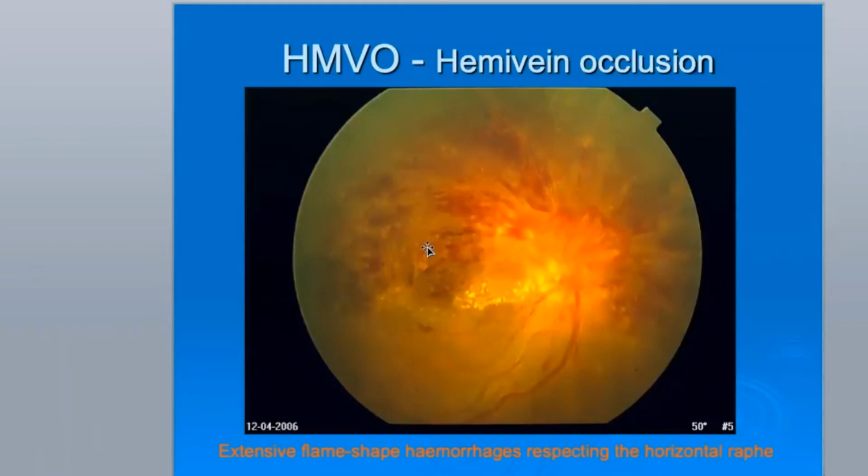Vein occlusion or artery occlusion is common to be sectoral. Diabetic retinopathy, no as well, because diabetic retinopathy has to be in all four quadrants. Dia tak boleh just sectoral.